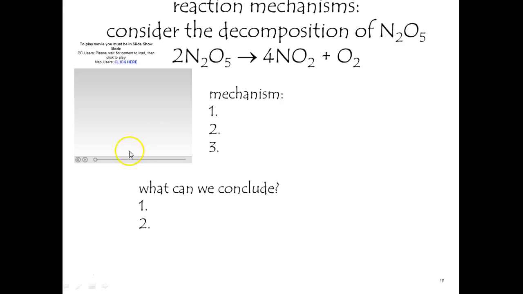Here's the results of this study. The decomposition of dinitrogen pentoxide is believed to follow a three-step mechanism. Step 1 is a fast equilibrium. Notice they're giving you the step. Step 2 is the slow rate-limiting step. There's step 2. Step 3 is another fast step.